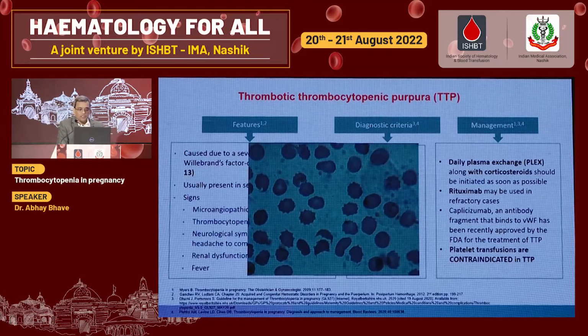These are the cells that you see. I don't know if you can see my arrow. Yeah. So these are the schistocytes which are seen on the peripheral smear in these patients. That augurs poorly for the patient.